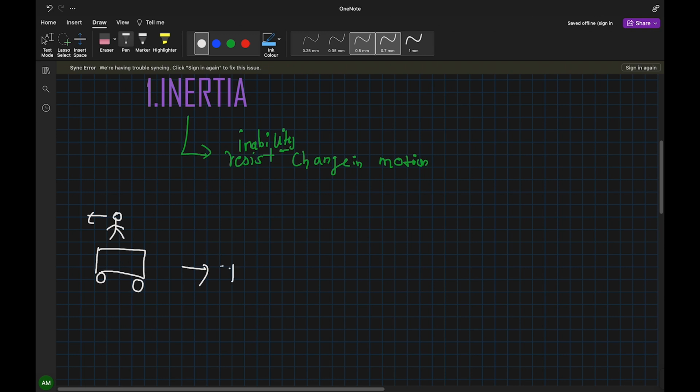First of all, this is called inertia of rest. IO is inertia of rest. Now, why is that? See, your body is in rest. Now suddenly this car moved. But what is inertia? Inability to resist the change in motion. You can't resist the change in motion. So your body wants to stay in rest, but the car suddenly moved. So that is why you move backward.